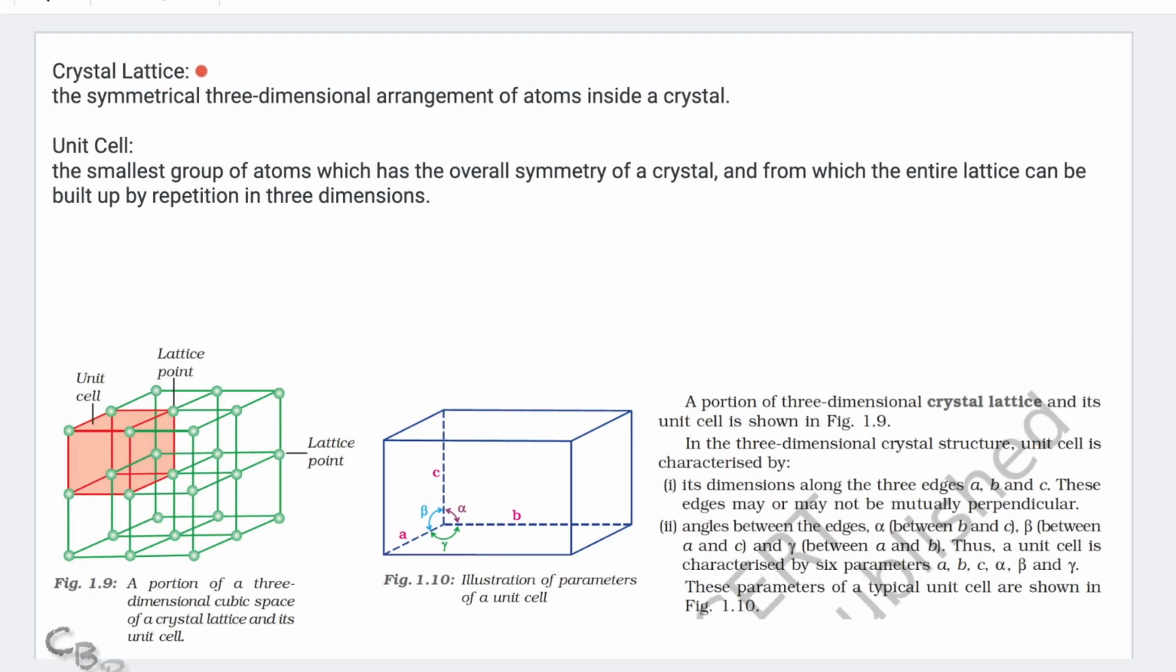First of all, what is crystal lattice? The symmetrical three-dimensional arrangement of atoms inside a crystal is known as crystal lattice.